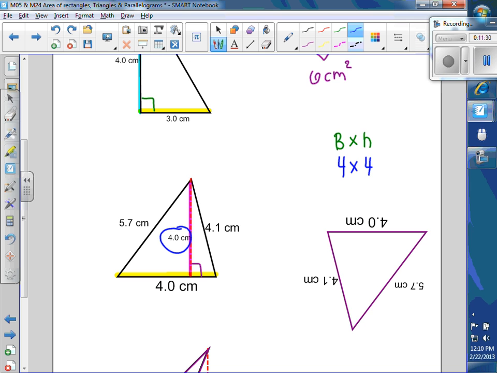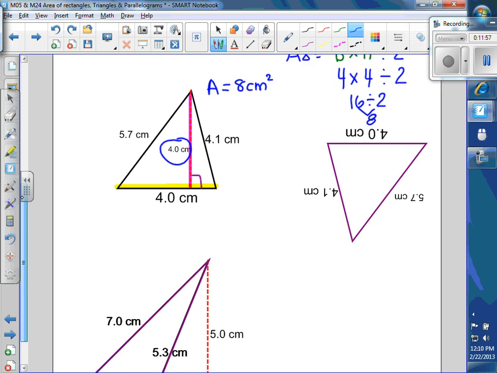But I don't want the parallelogram, so I'm going to divide it into half. So this is 16 divided by 2, which is 8. So the area of this triangle is 8 centimeters squared. So base times height divided by 2. That's the area of a triangle.